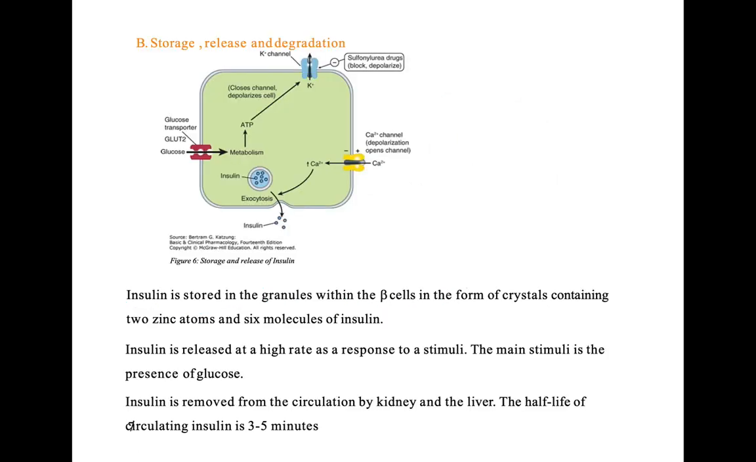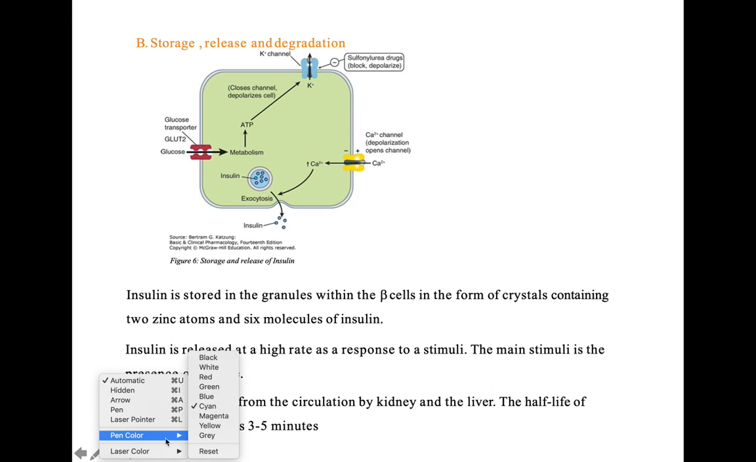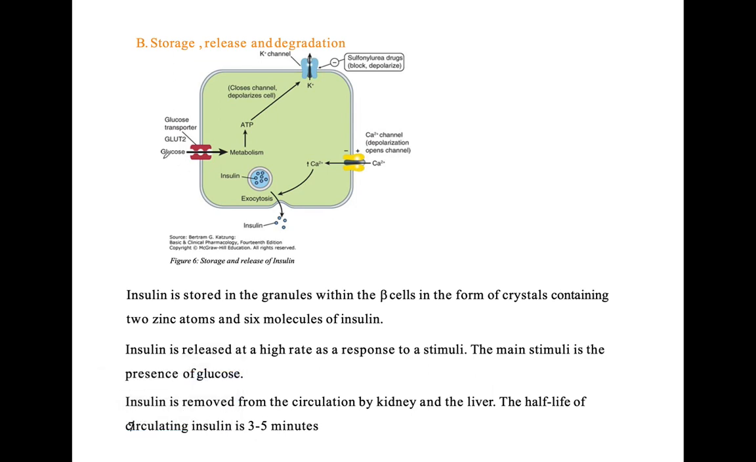Now, what's going to cause insulin to actually be released? There are many different stimuli that will cause insulin to be released. The one we want to focus on today is the presence of glucose. Glucose is going to bind to the glucose transporter on the membrane of the beta cells. Okay, and then this is going to cause insulin to be released by exocytosis.